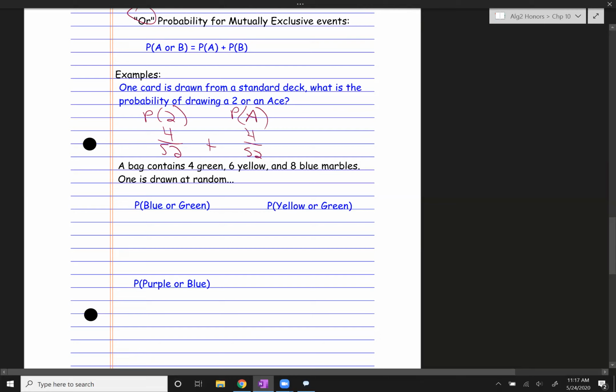All right, so we can deal with this any which way we want. What you do want to remember is that these reduce into 1/13 for each of them.